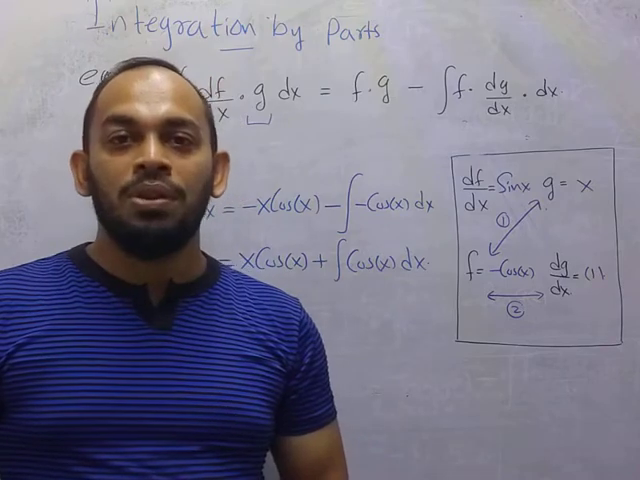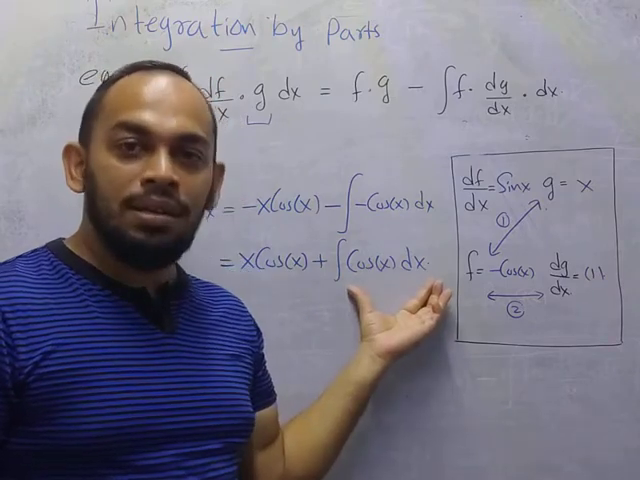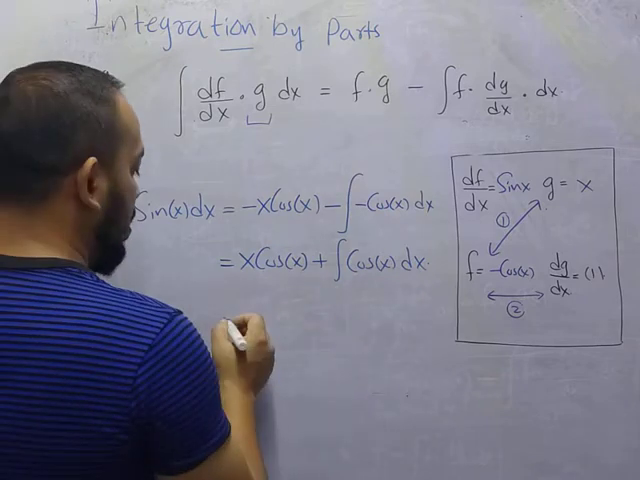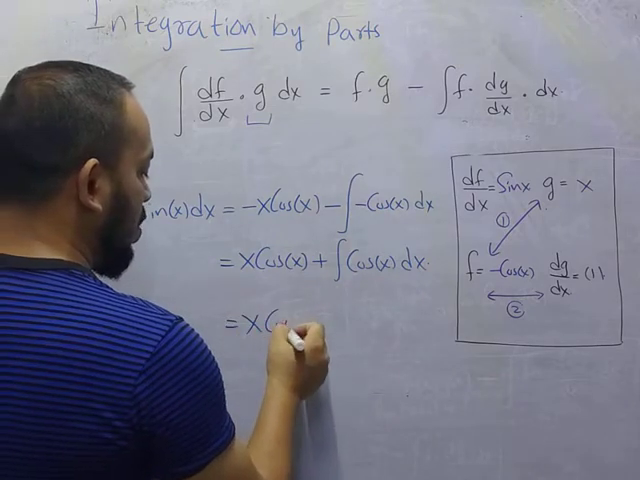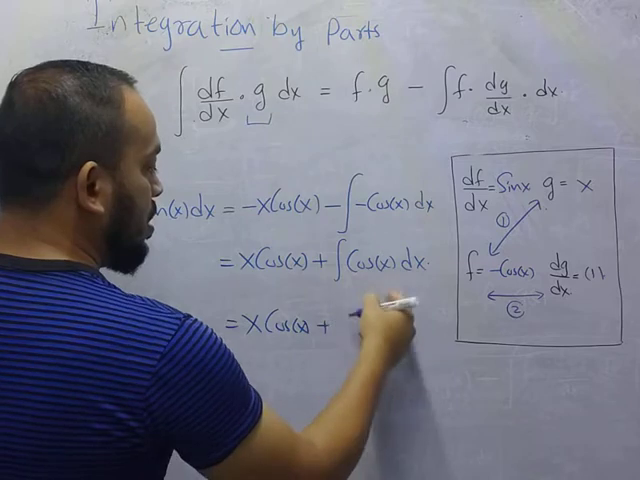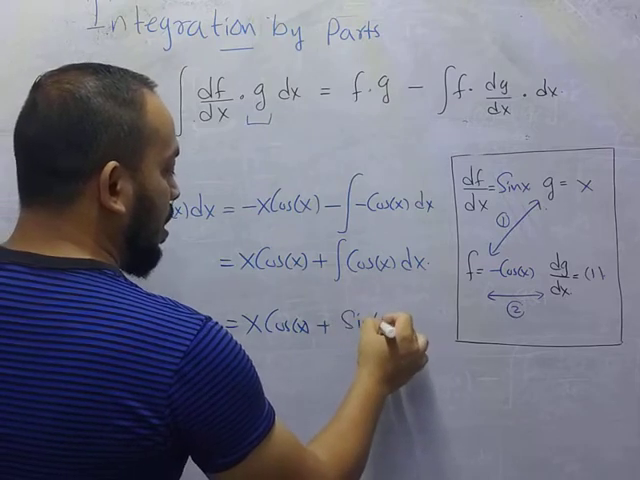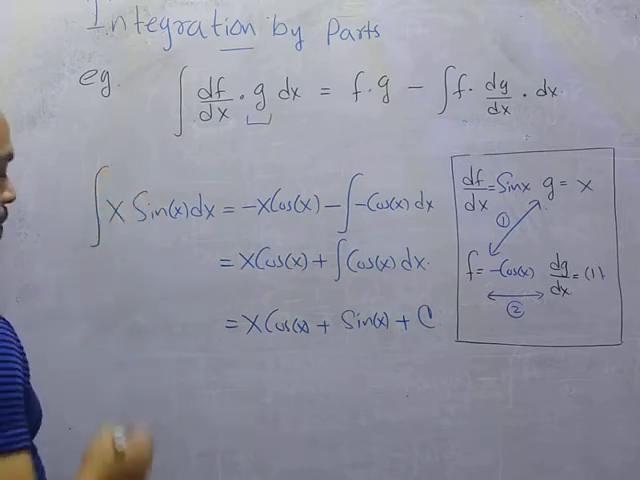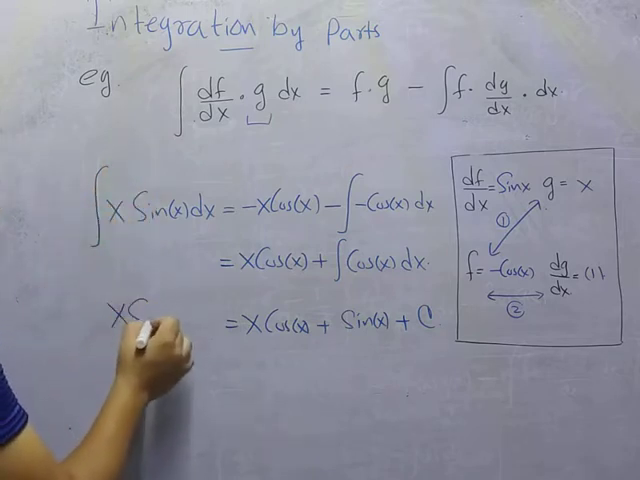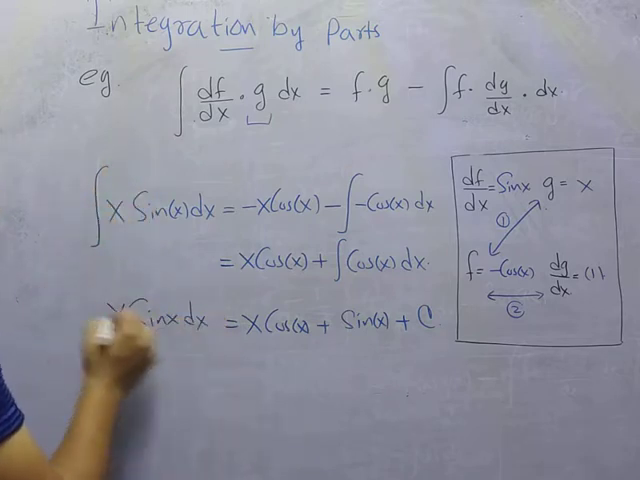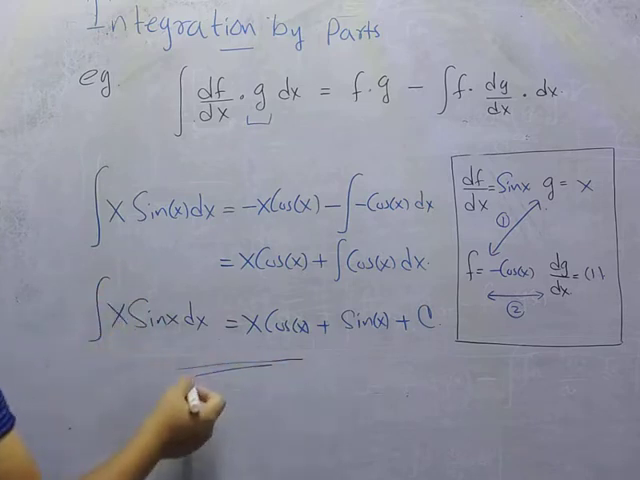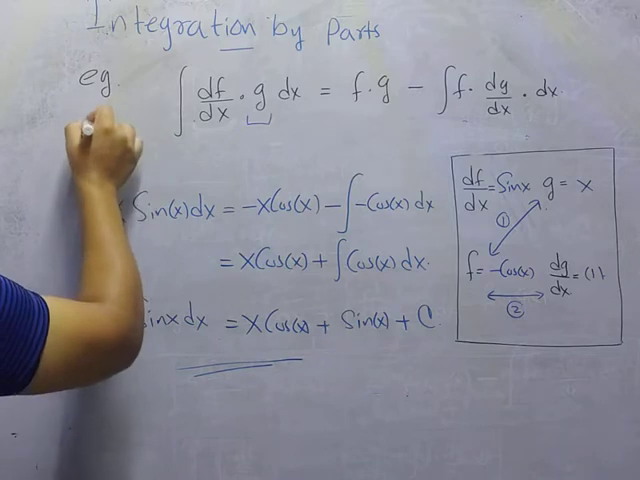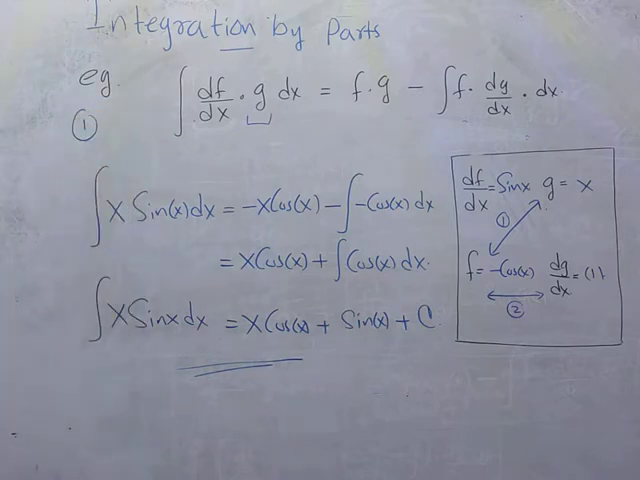Now, what can you say about the new integral? This is one of the standard integrals. Very easy. So you can now just integrate: x cos x plus this would be sin x. Now we have to add a constant if this is indefinite. So this is the final answer. Right. So this is example 1. So I will do another example now.